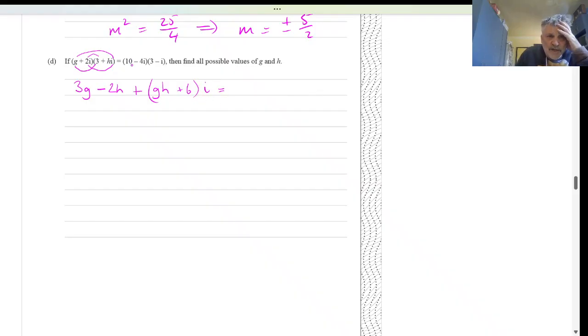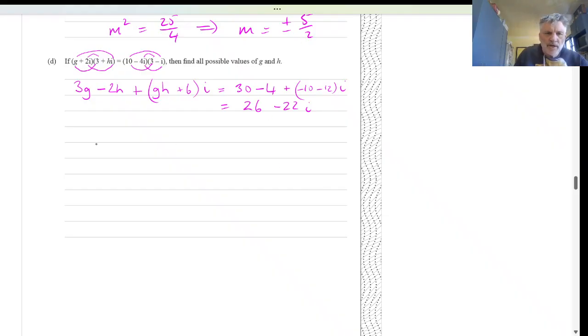Do the same thing on the right-hand side. 10 times 3 is 30. 4 times 1 is 4. Minus times minus is positive. i times i is negative 1, so it's going to be minus 4. And then minus 10i minus 12i. So plus minus 10 minus 12i. We can tidy that up. That's 26 minus 22i.